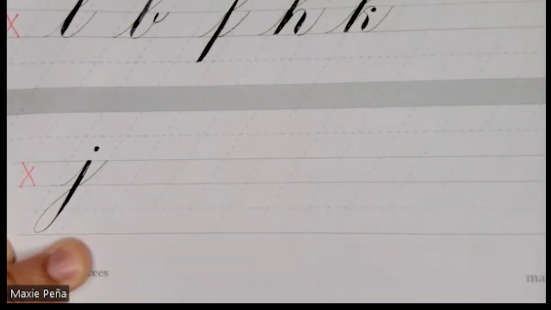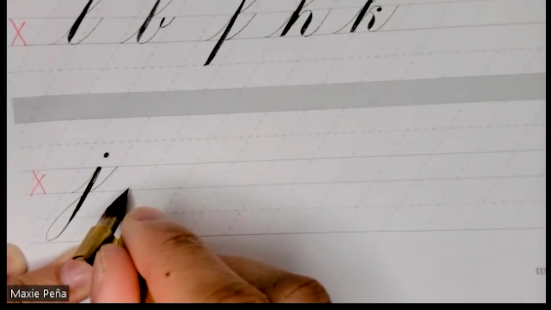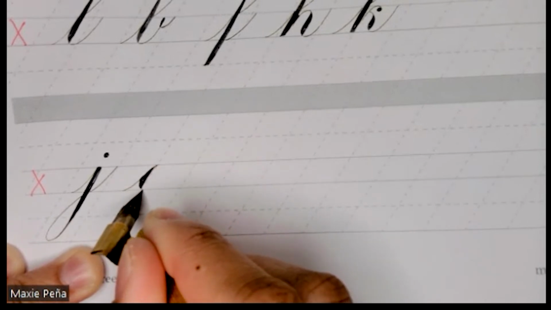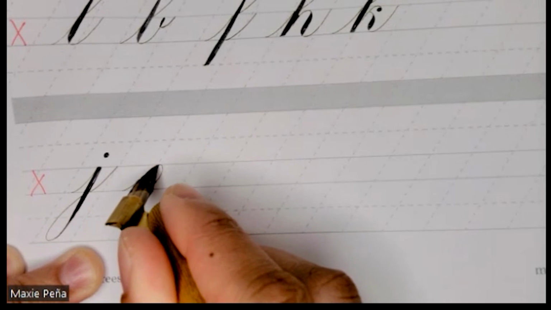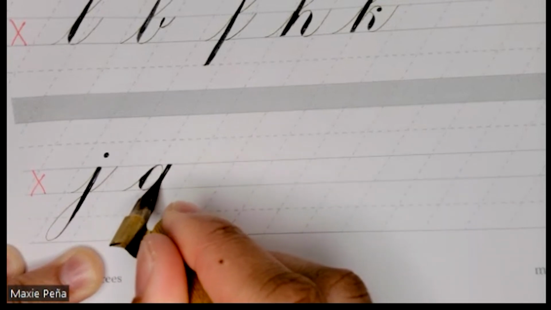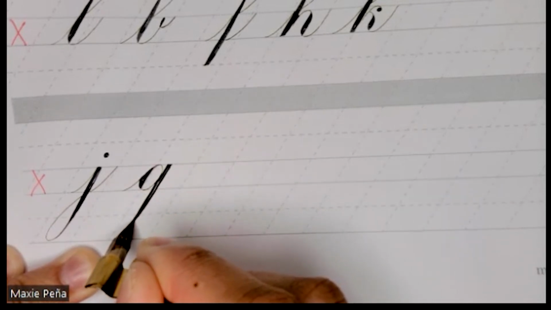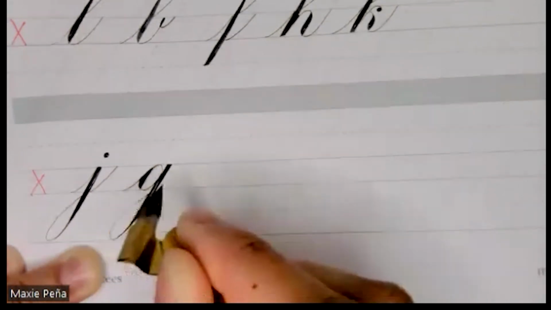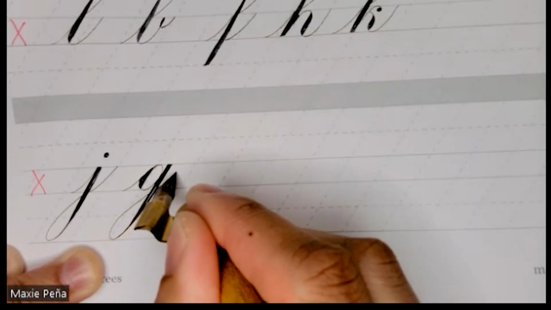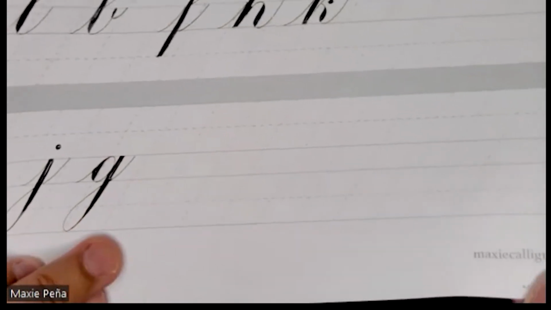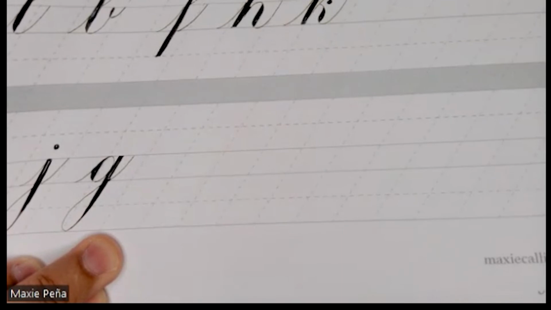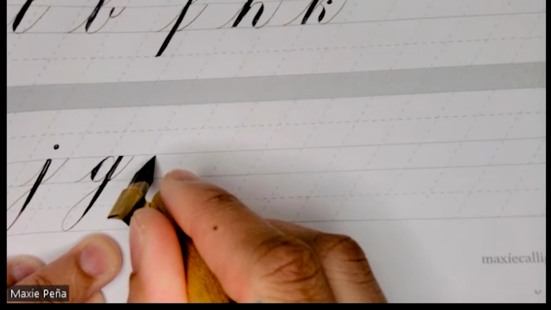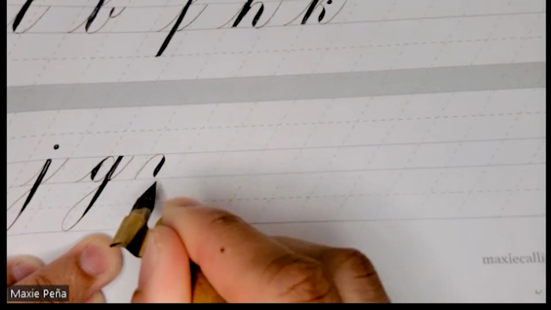Letter G. Release pressure. Teardrop shape, gap, and exit stroke. Y, look at your H. We start with a compound curve this time.